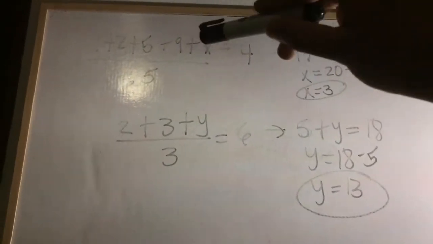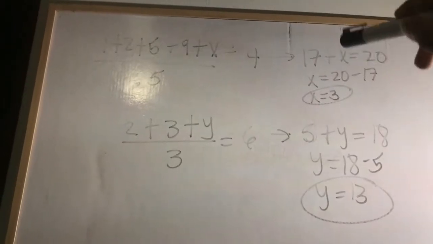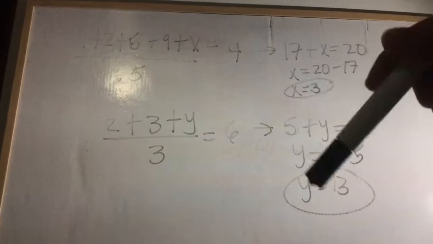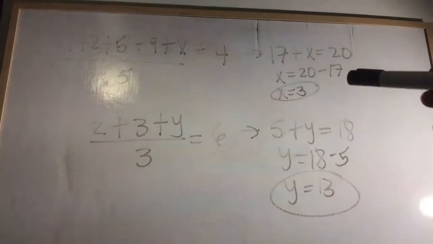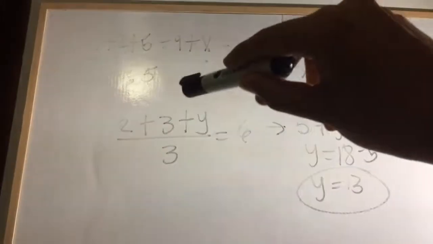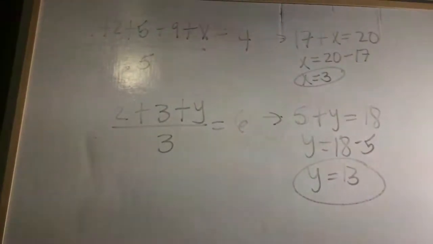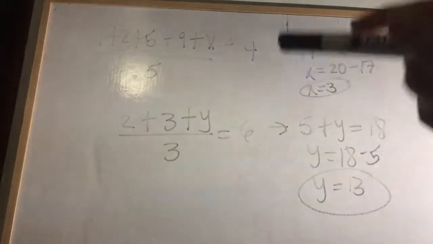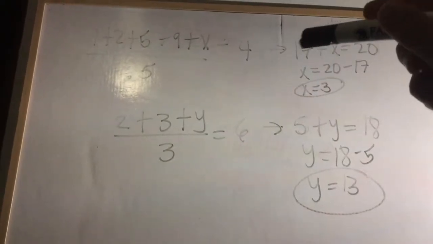Okay guys, after that you say, okay, 17 plus x is equal to 20. Now where did I get the 20 from? You need to say, okay, the 5 is dividing, and you need to pass it to the other side to balance the equation, so it will multiply by 4.